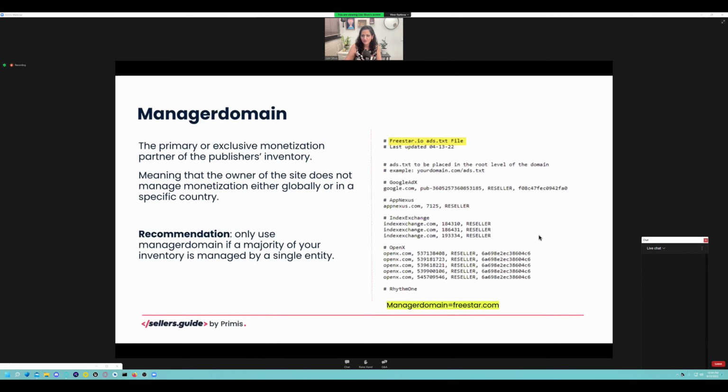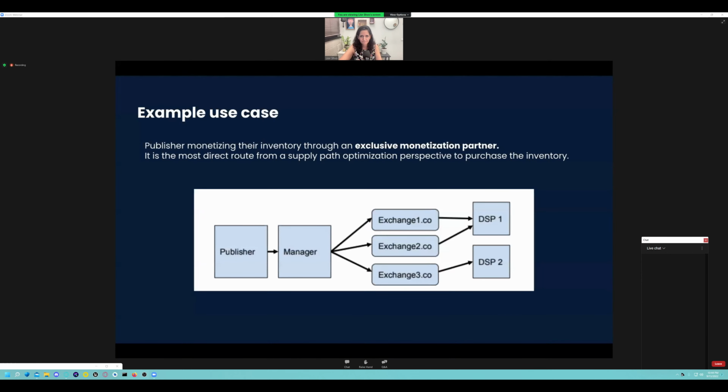And it is also relevant to AdThrive, Cafe Media, Mediavine, and other ad operations companies that you know of. All of them, all of you, if you're here, should add manager domain equals your company domain. So this is a very simple use case that I just mentioned.